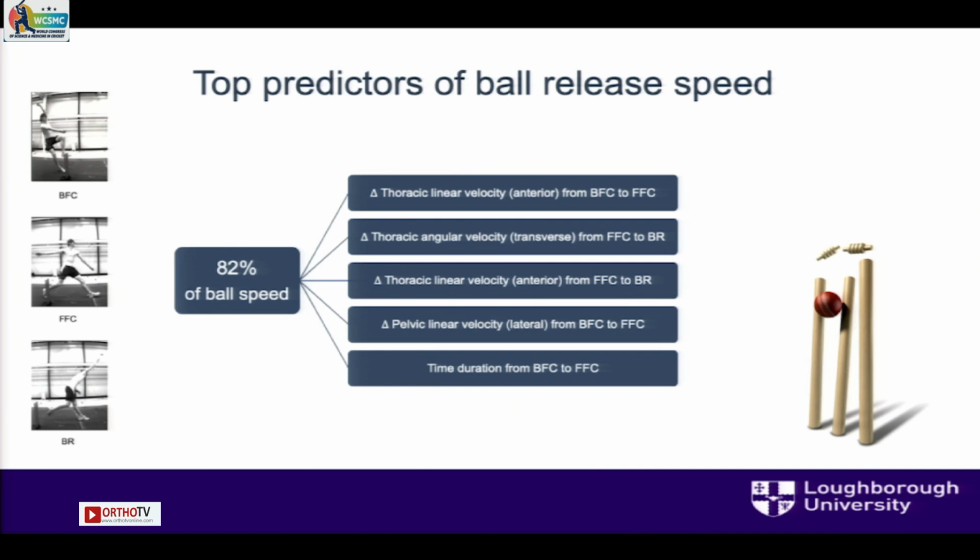So the top predictors of ball release speed were change in thoracic linear velocities from back foot contact to front foot and front foot to ball release. We also had thoracic angular velocity, so rotational angular velocity from front foot to ball release. And then lateral change in linear velocity at the pelvis from back foot to front foot, and time duration from back foot to front foot as well.